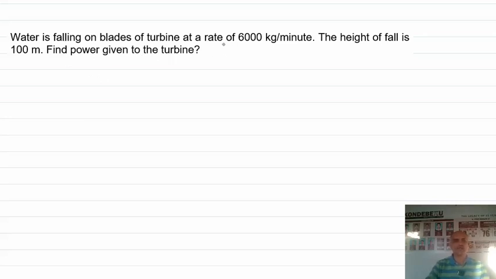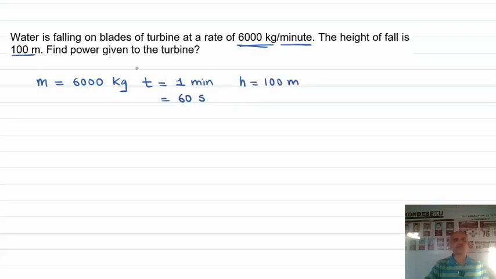Water is falling on blades of a turbine at a rate of 6000 kg per minute, he has given. Means mass of water he has given is 6000 kg. Time, per minute he says, means 1 minute, that is 60 seconds. You should convert it to SI. And the height of fall is 100 meters. So H is equal to 100. Find the power of a turbine.